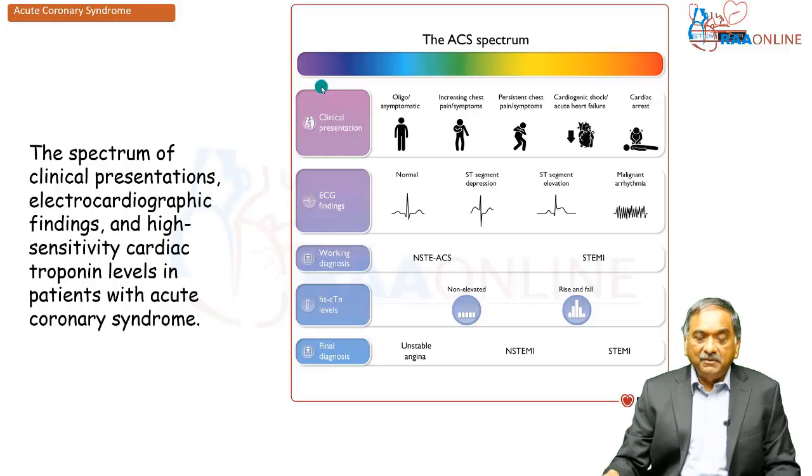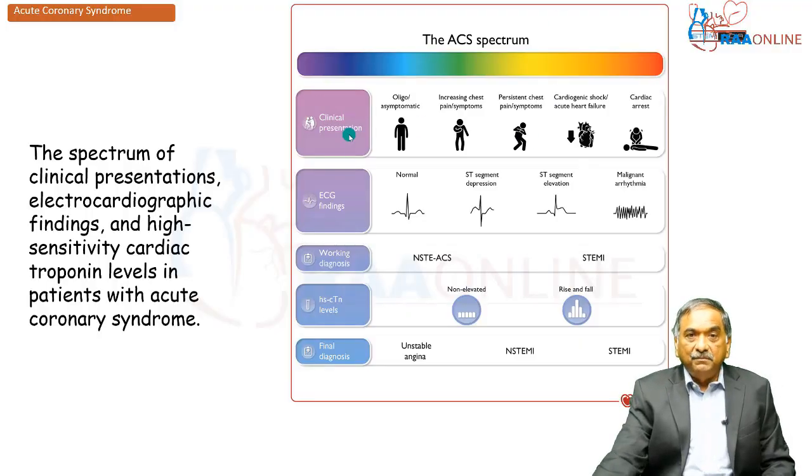So this is the spectrum of ACS. Patients could present without symptoms, with severe symptoms, or even with cardiac arrest. The ECG changes could be normal, could be ST depression, ST elevation, or could present with some form of malignant arrhythmia, which results in cardiac arrest.